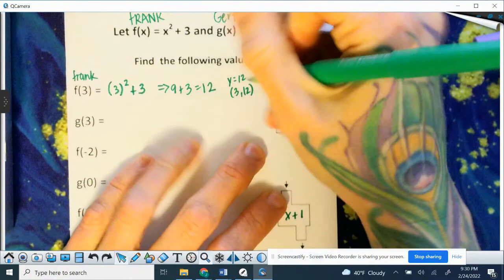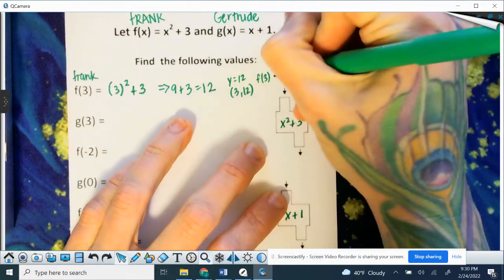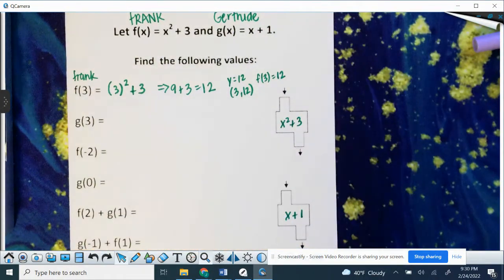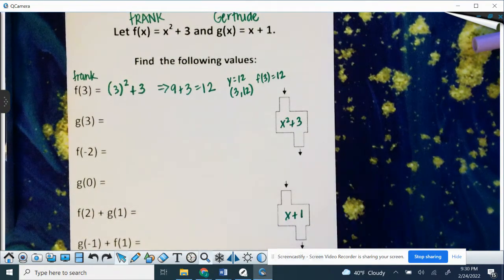And then otherwise, you could write it in function notation. So f of 3 equals 12. All of those notations are saying the exact same thing. It's just like whether you write in cursive or a different font. So think about it that way.